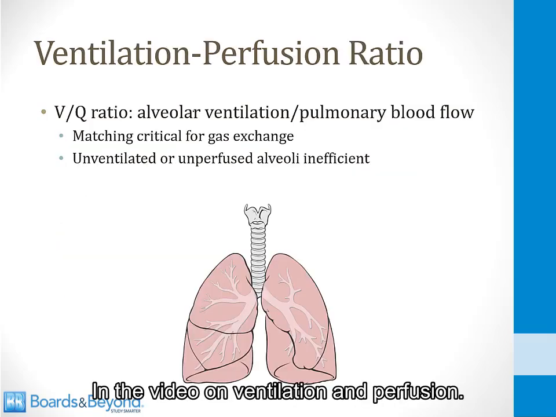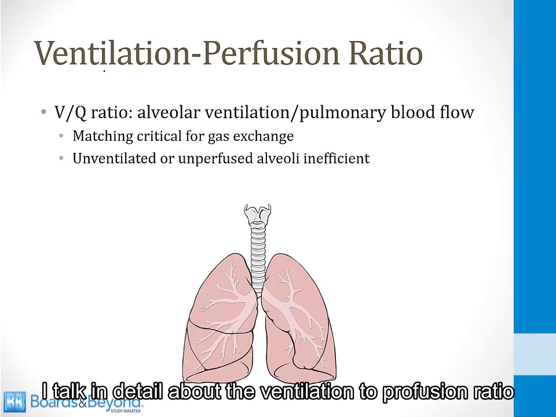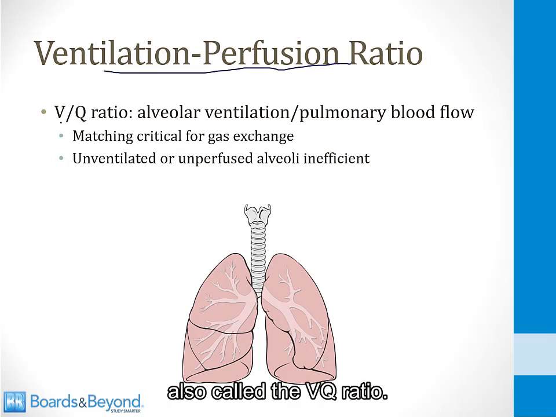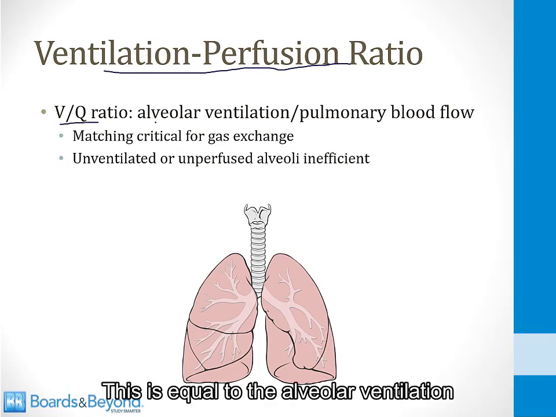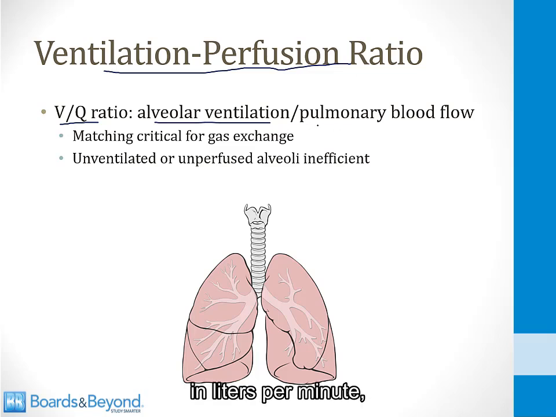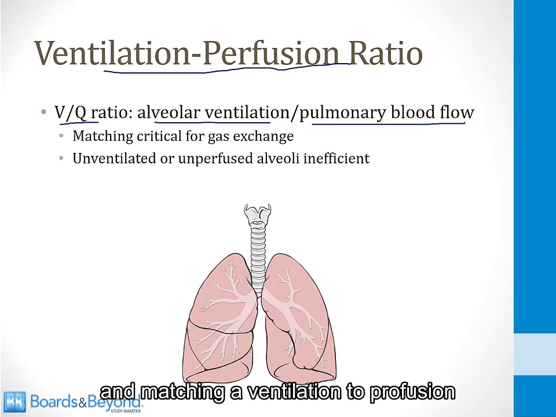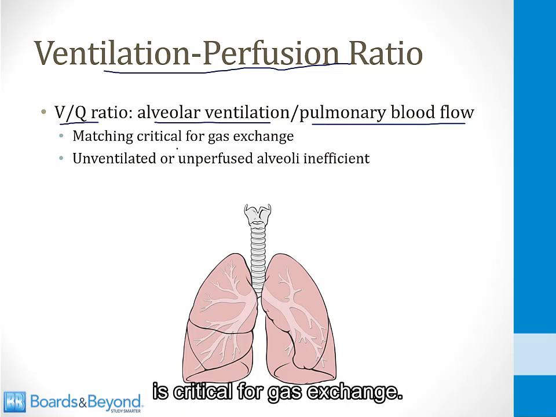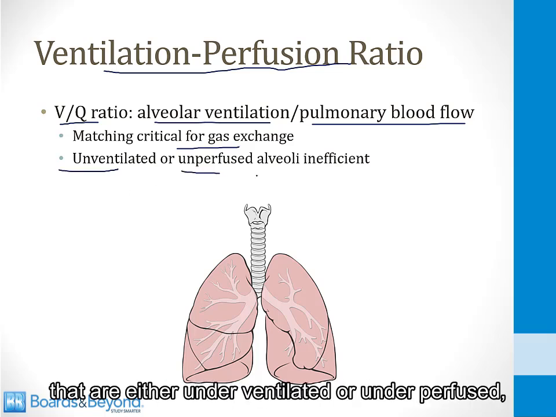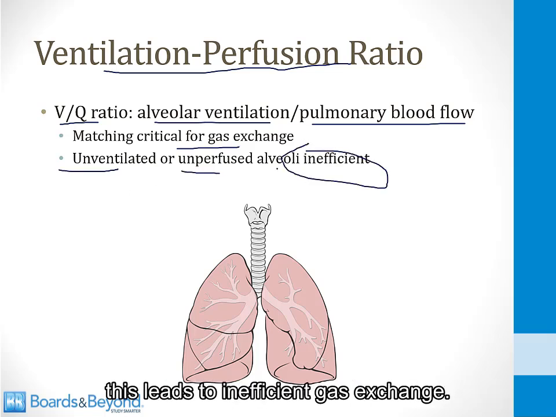In the video on ventilation and perfusion, I talk in detail about the ventilation to perfusion ratio, also called the VQ ratio. This is equal to the alveolar ventilation in liters per minute divided by the pulmonary blood flow in liters per minute. And matching of ventilation to perfusion in all portions of the lung is critical for gas exchange. If you have parts of the lung that are either underventilated or underperfused, this leads to inefficient gas exchange.